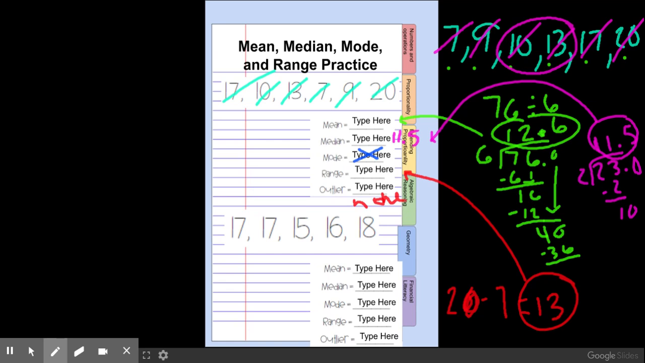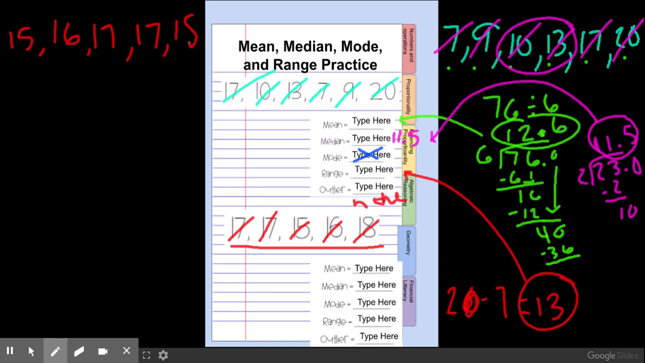Okay. This last one you can try on your own, or you can do it with us. I'm going to do it on the side here. So we're looking at this data set here. So same thing, I'm going to put them in order from smallest to largest first. So 15, 16, 17, another 17, and 18. Okay, so the first step is that we're going to add them all together and then divide by how many sets of data there are.